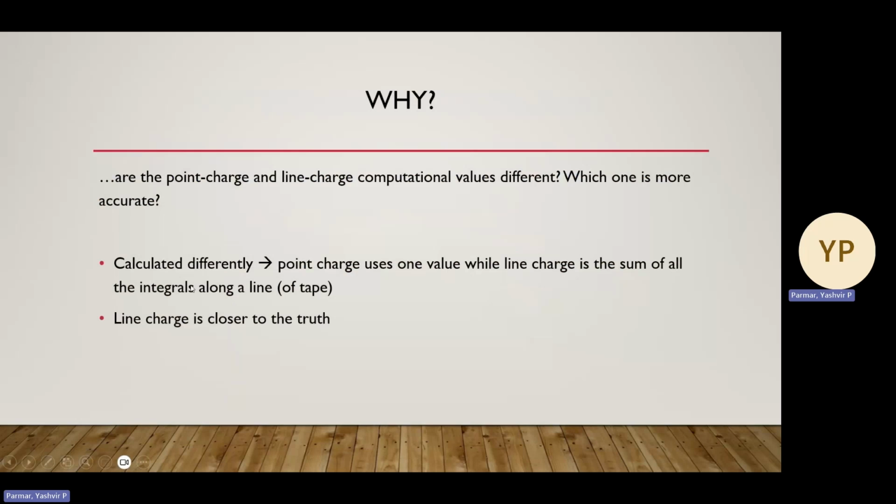Now, why are the point charge and line charge computation values different? Because we calculate the line charge value differently. The point charge is just one value, while the charge is the sum of all the integrals along a line of tape. So this is going back to the superposition concept that I talked about earlier. And for our sake, the line charge will be closer to the actual answer just because it's more accurate.